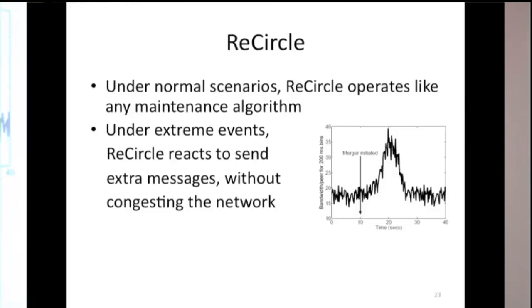For example, in this simulation, the x-axis is time and the y-axis is the bandwidth that peers are using at that particular time. So as we go here, everything is fine. It's normal periodic stabilization bandwidth. Now, at this point, we start a merger of multiple overlays. The algorithm detects that and starts sending extra messages to quickly merge those overlays into one. As soon as it's done merging them, those extra messages start dropping out, and eventually you get to the same level as before you started this merger process.